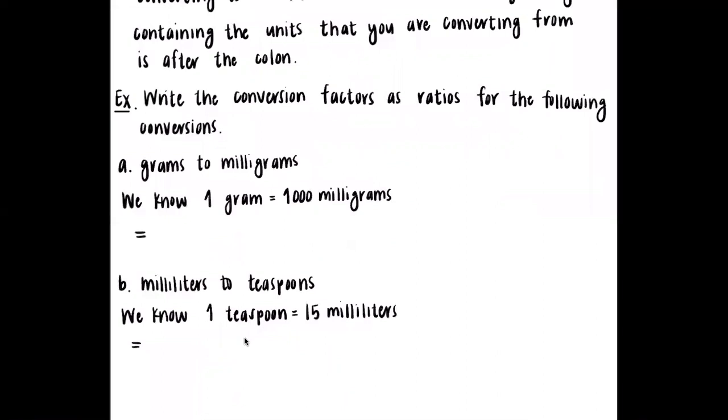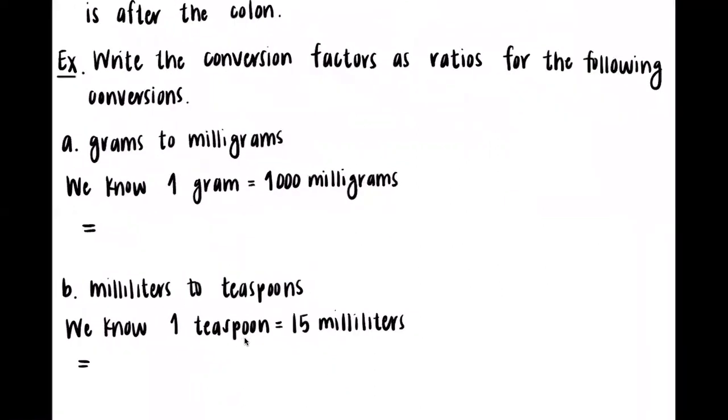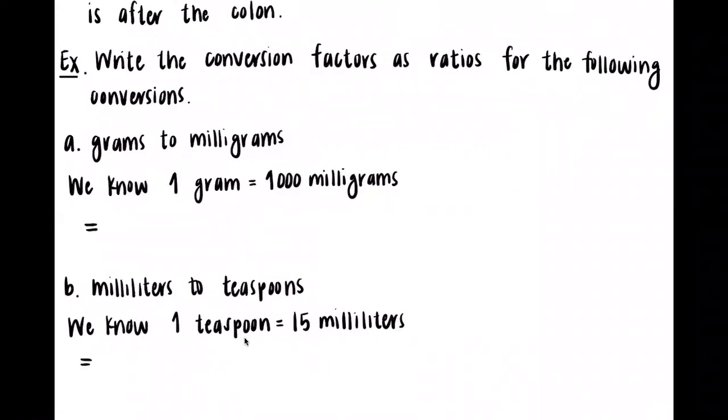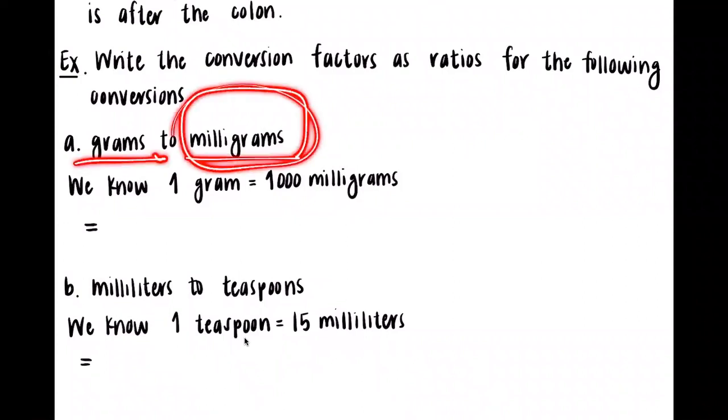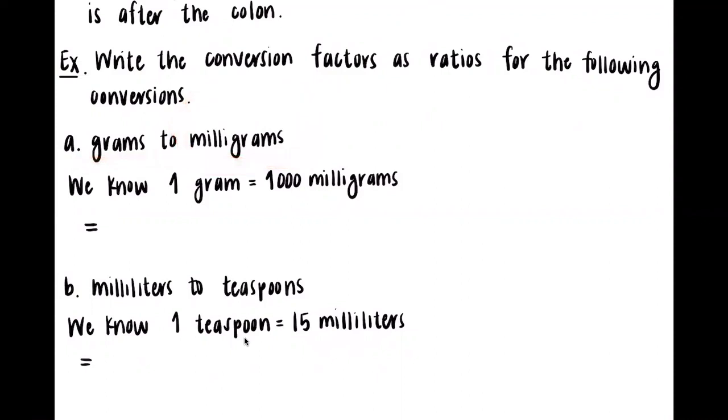Okay, let's look at some examples. Write the conversion factor as ratios. So remember, you want to check in with yourself. Who am I converting to? Who am I converting from? Well, I'm going from grams. So that's the old unit. I don't want that no more. And I'm going to milligrams. So this is the new guy. So the new guy goes on the left of the colon.